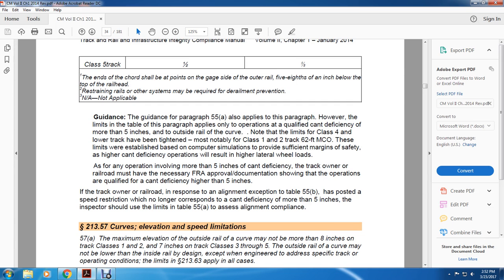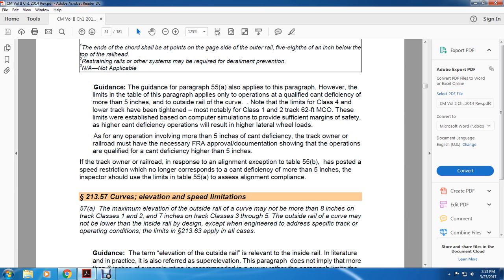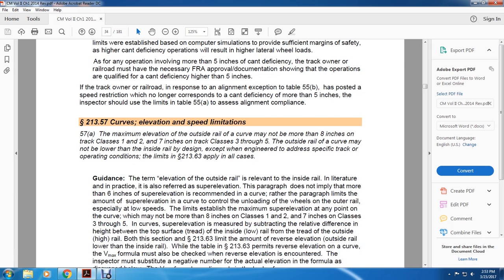As for operation involving more than 5 inches of cant deficiency, the track owner railroad must have the necessary FRA approval documentation showing the operation of qualified cant deficiency higher than 5 inches. If the track owner railroad responds with the alignment exemption of table 55B, but the posted speed restriction no longer corresponds with cant deficiency of more than 5 inches, the inspector should use the limit of 55A for the alignment compliance.